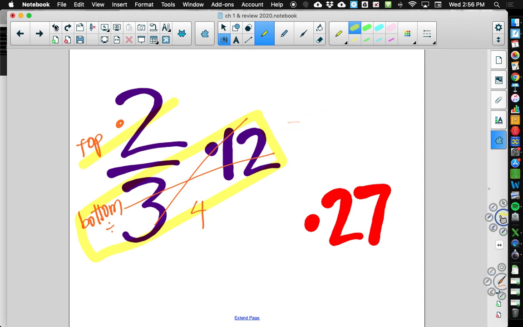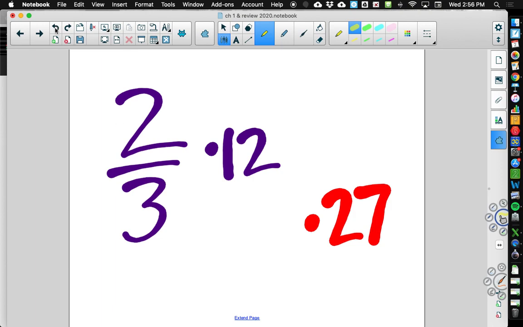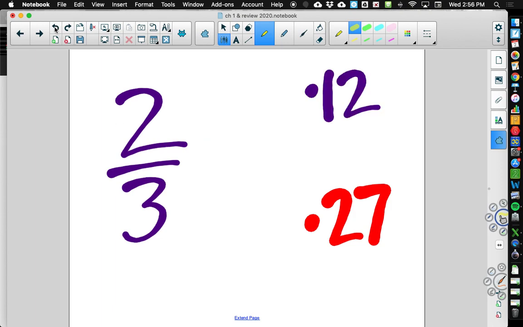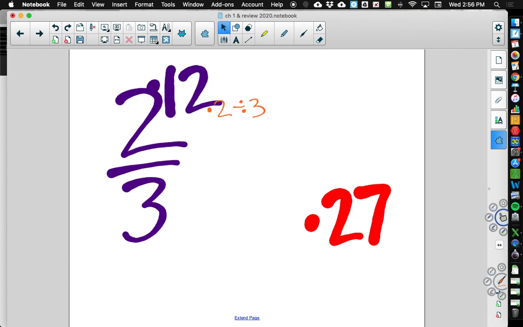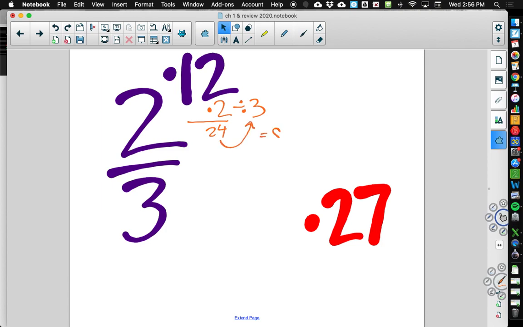I'm going to write that out again so you can see that and see if that makes sense. Let's redo what we just did. So remember, this is the same as times by 2 and divide by 3. And if I'm using 12 here, I could do it in this order. 12 times 2 is 24, and then 24 divided by 3 equals 8. Either order that you do these in is going to give you the same answer.